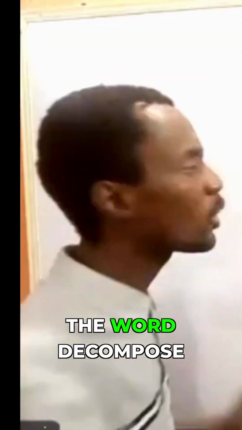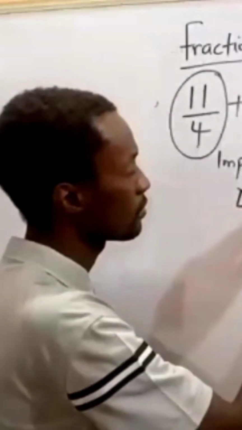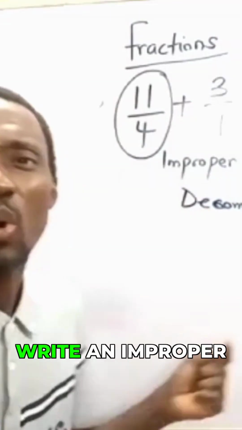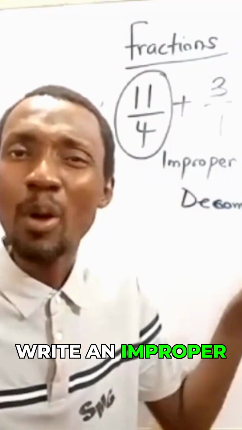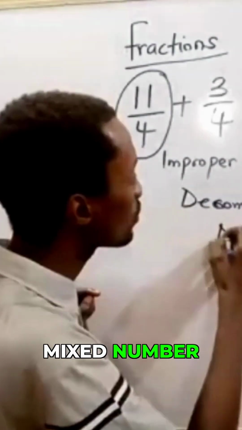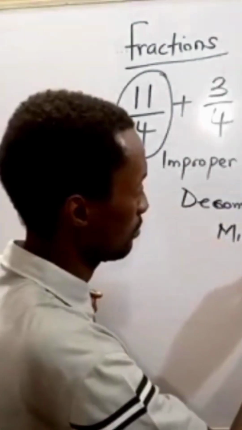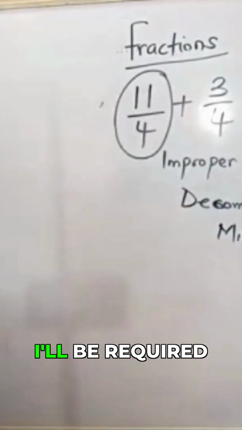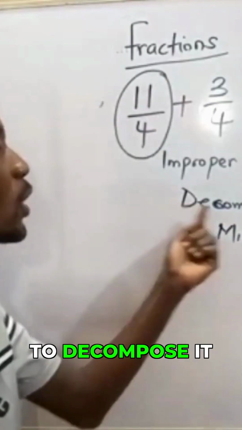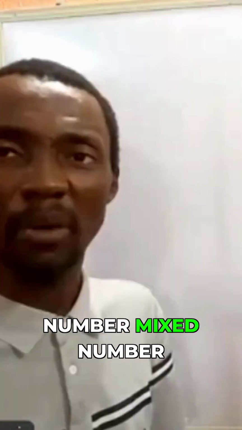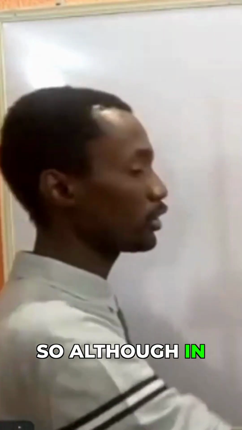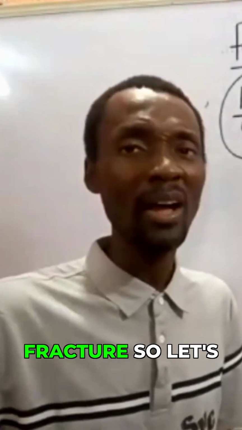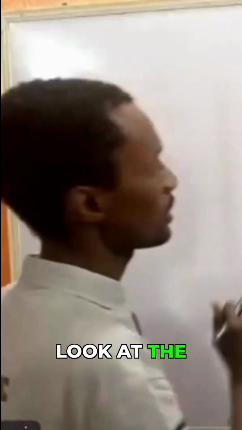So the word decompose would mean to write an improper fraction as a mixed number. So if I'm given 11/4, I'll be required to decompose it to a mixed number. Although in your text it says decompose the mixed number, the mixed number is also an improper fraction. So let's look at the extent to this.